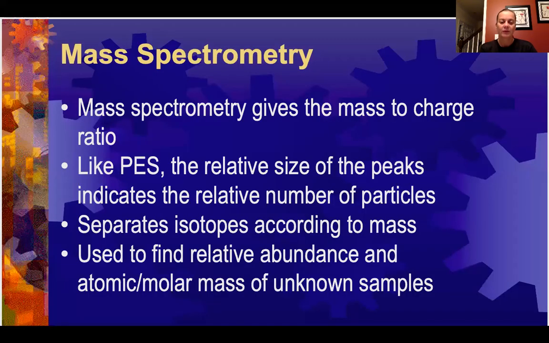All right, the second type of spectrometry that we're going to talk about, or spectroscopy, is mass spectroscopy. It gives us the mass to charge ratio. That's what it actually measures, and it allows us to determine the mass of unknowns. It also allows us to determine the mass of isotopes and to find the relative abundance of those isotopes.